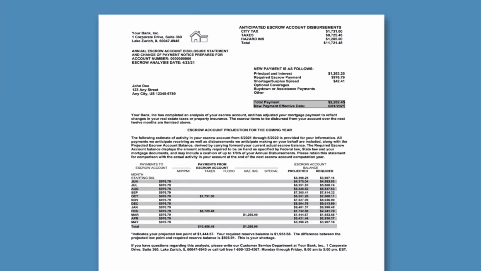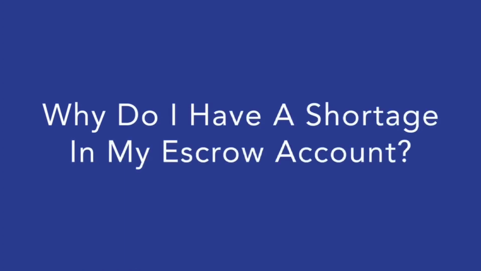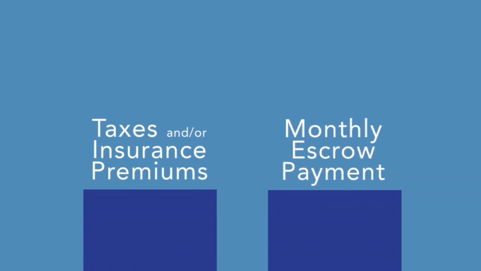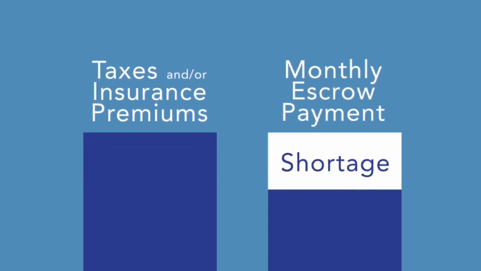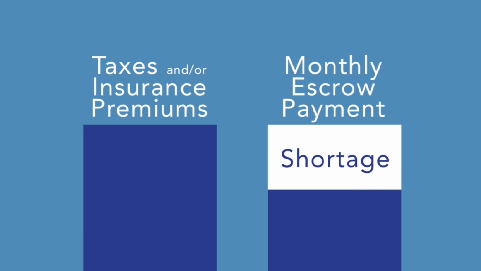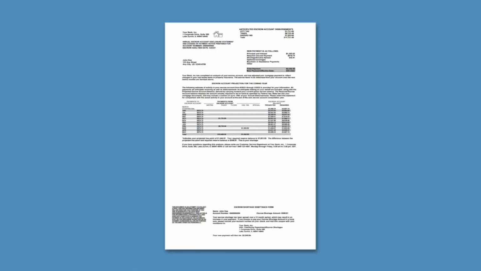The most common escrow question is, why do I have a shortage in my escrow account? Monthly escrow payments for each year are estimated by analyzing what was paid during the previous year. A shortage happens when increases in your taxes and/or insurance premiums occur, such that your monthly escrow payment is too low to maintain the minimum required balance in your escrow account. The minimum required balance will be explained in more detail later in this video. Let's look at a statement that explains the activity in an escrow account and why a shortage can occur.